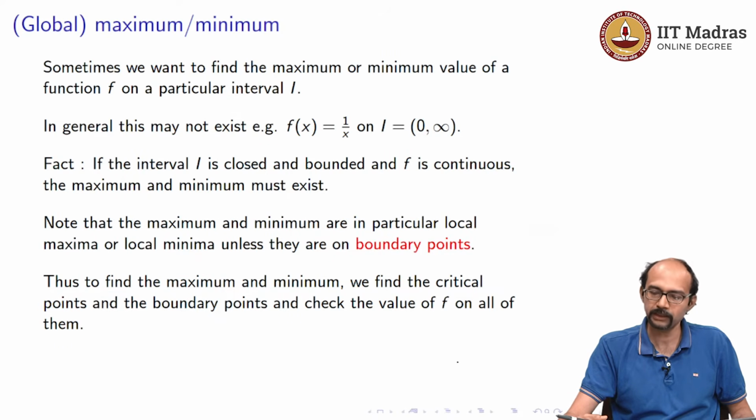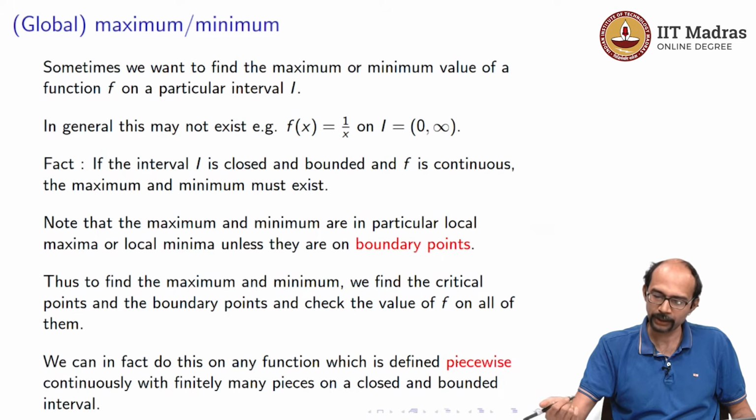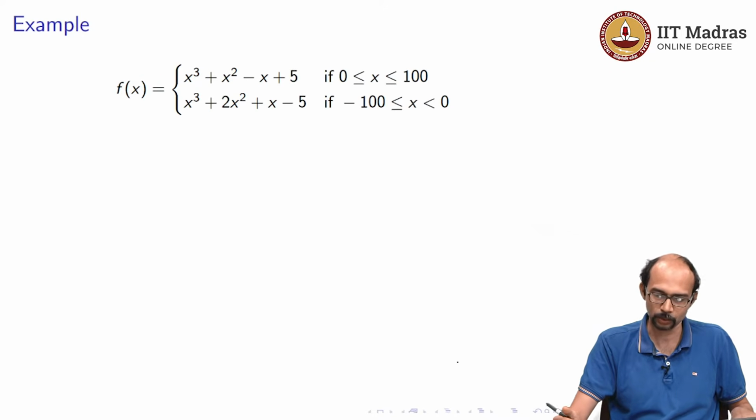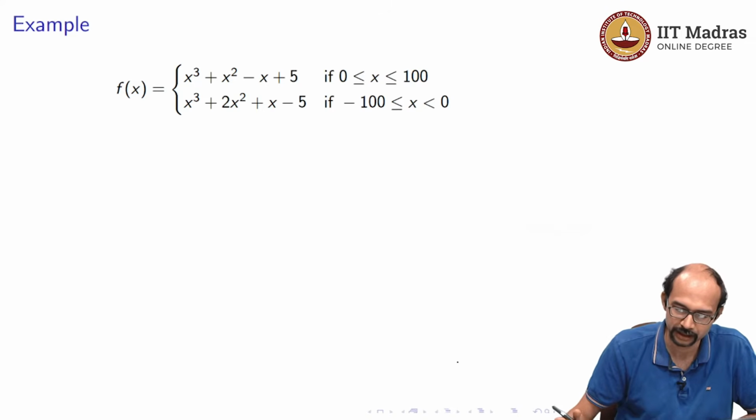So, to find the maximum and minimum, we find the critical points and the boundary points and check the value of f on all of them. We can in fact do this on any function which is defined piecewise continuously with finitely many pieces on a closed and bounded interval. So, let us do an example of this just to get a clear picture of what one is saying.